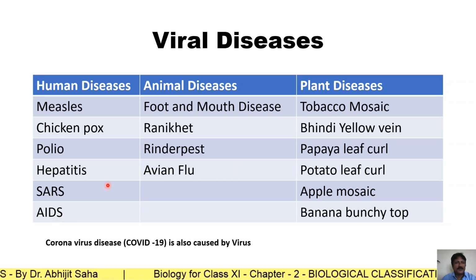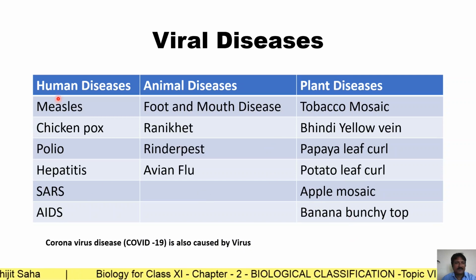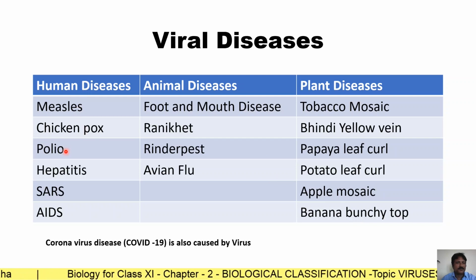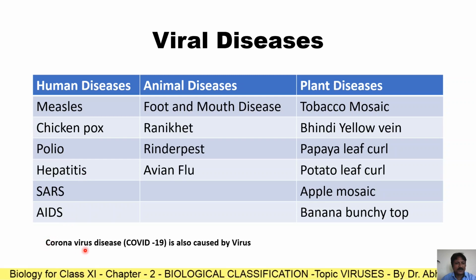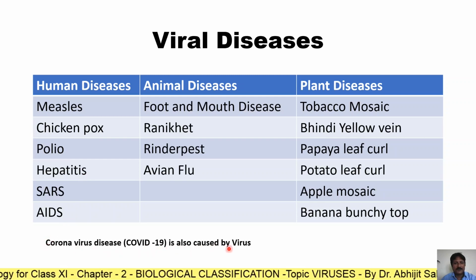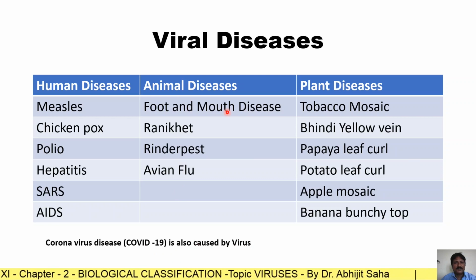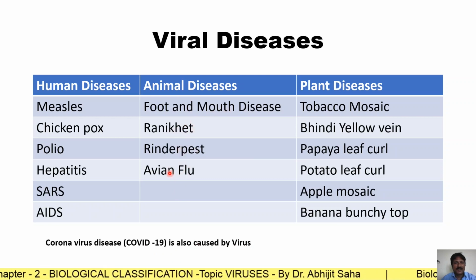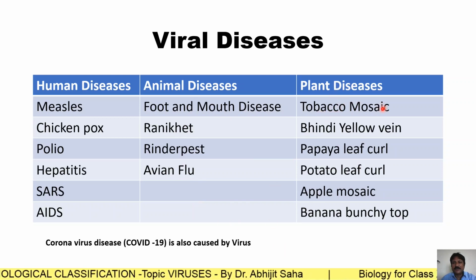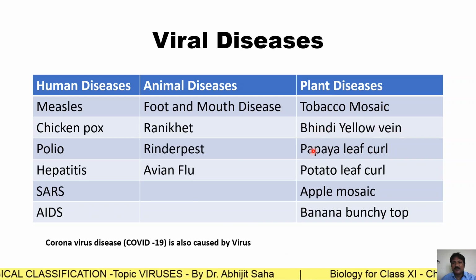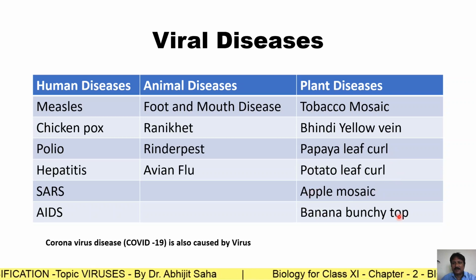There are some important human diseases, some animal diseases, and also some plant diseases. Human diseases include measles, chickenpox, polio, hepatitis, SARS, AIDS, and many more. And now coronavirus disease, COVID-19, which is also caused by a virus. Animal diseases like foot and mouth disease, rinderpest, avian flu, and many others. Plant diseases like tobacco mosaic, bhindi yellow vein, papaya leaf curl, potato leaf curl, apple mosaic, and banana bunchy top.